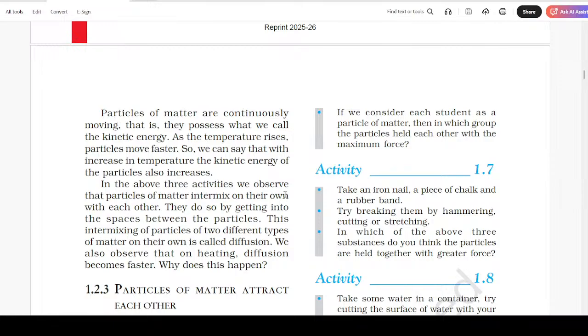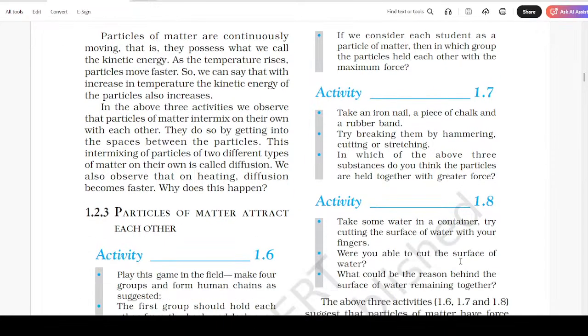If we consider each student as a particle of matter, then in which group the particles held each other with the maximum force? Activity 1.7. Take an iron nail, a piece of chalk, and a rubber band. Try breaking them by hammering, cutting, or stretching. In which of the above three substances do you think the particles are held together with the greater force?